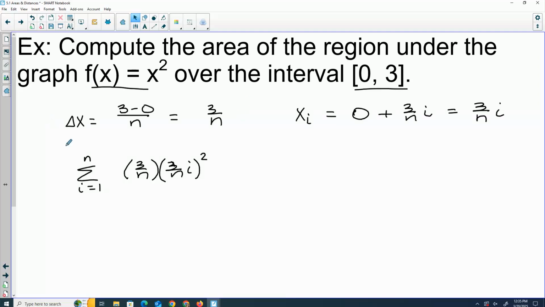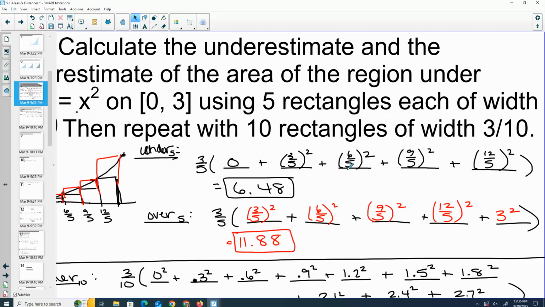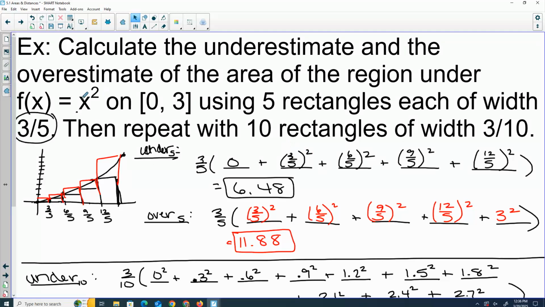So, area of a rectangle is length times width. All of these rectangles have a width of 3 over n. That's the change in x. This is like our width. These are the x values at a certain point. And remember when we did these areas, we had to plug the x into our equation. So like when we were doing 5 rectangles, we took 3/5 and plugged it in, 3/5 squared. And then we added 3/5 again. So we've added 2 multiples of 3/5 and plugged it in, and then 3 multiples of 3/5 and plugged them in to get the y.